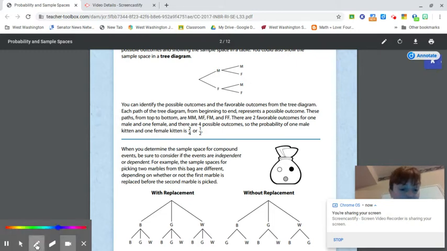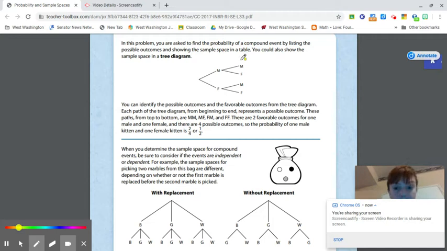And so here we want to focus on the highlight. This is one of the favorable outcomes. And then if the first cat is a female, the other one could be a male or a female. And so this right here, again, is the favorable path. There are 2 out of the 4 total outcome possibilities that are favorable.